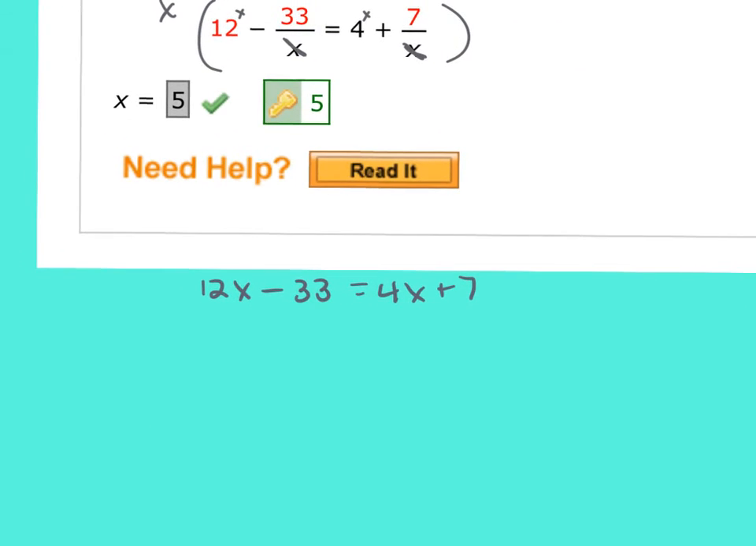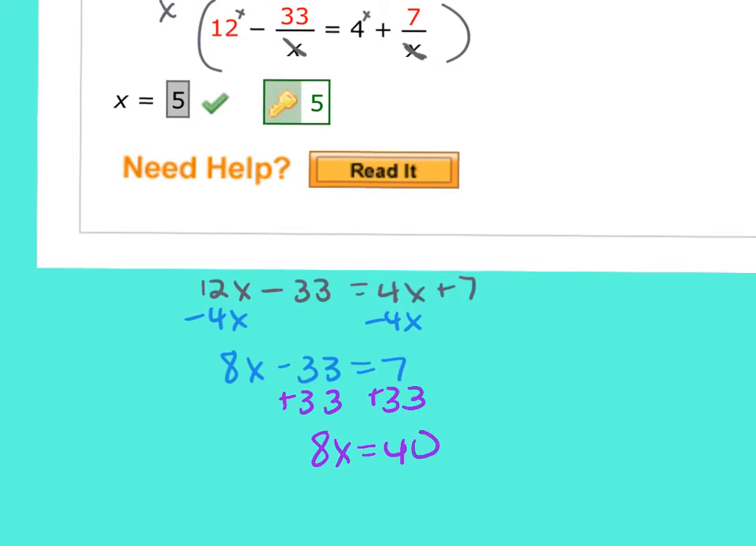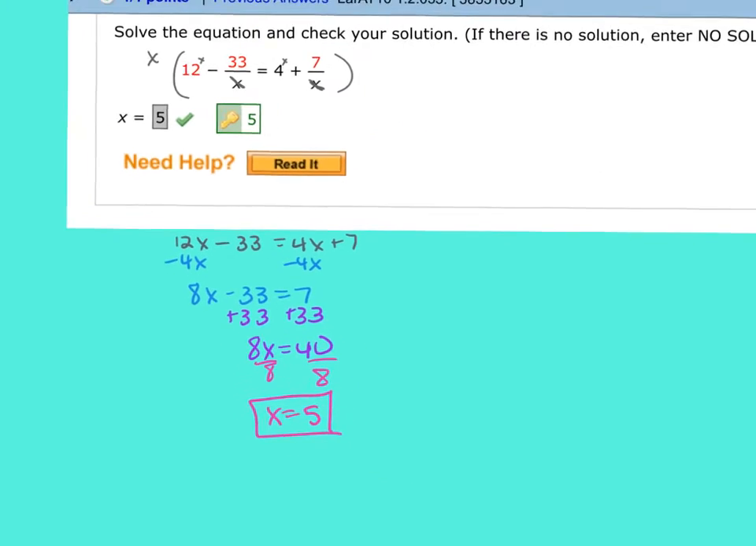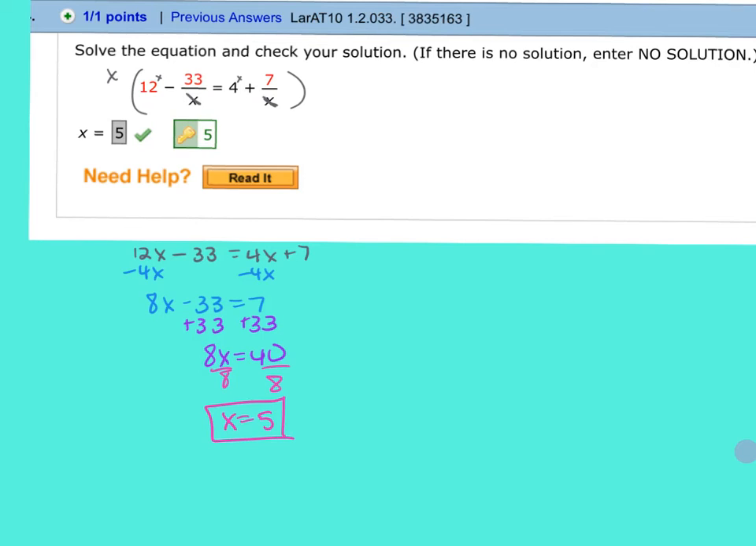Then I want to move the x's to the same side, so subtract the 4x. 8x minus 33 equals 7. Add the 33. 8x equals 40. Divide both sides by 8. And x is 5. Okay, I think I just did like a dumb mistake or something. This is one we have to check though, right? Because that variable's in the denominator. So if we had gotten 0 as an answer, it would have been a no solution.